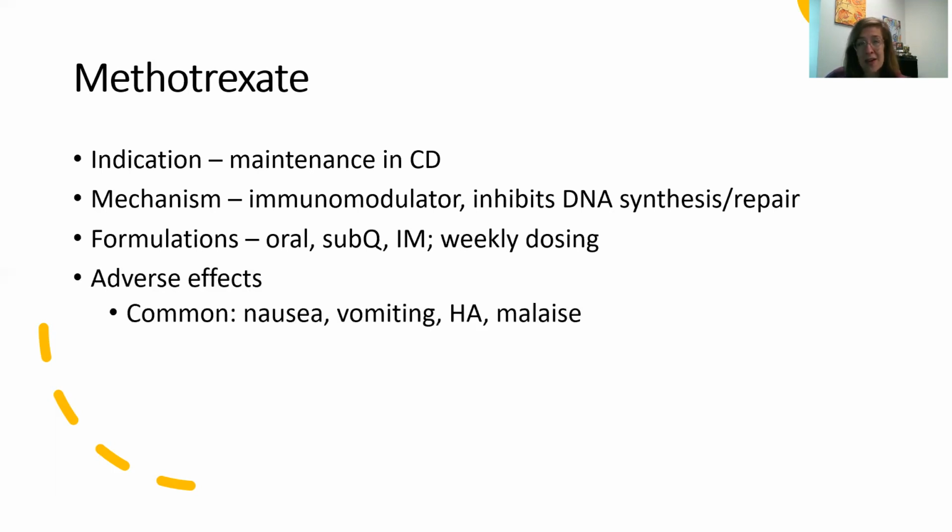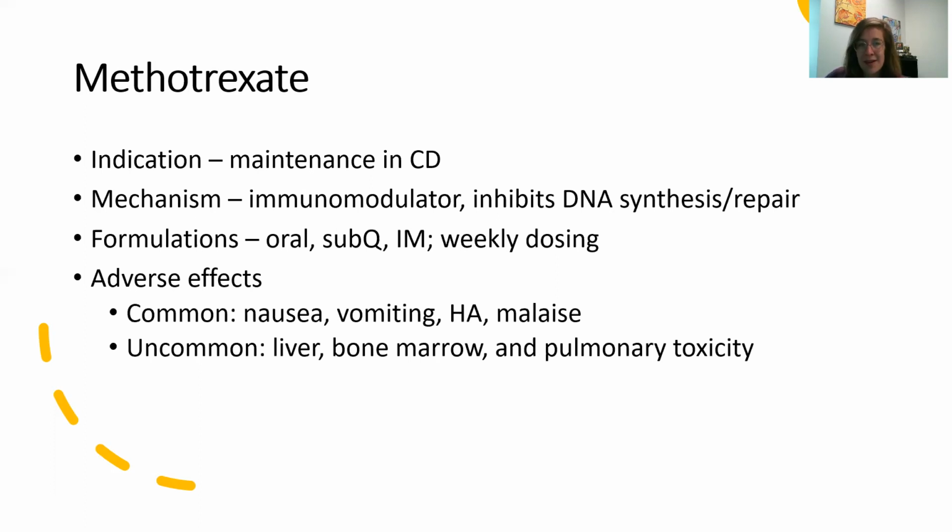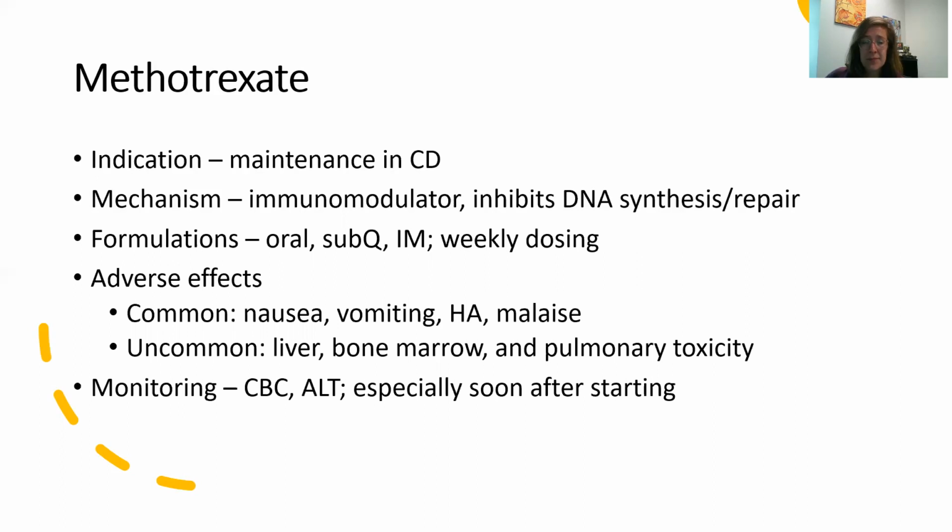Now, the adverse effects here, the common ones are nausea and vomiting, headache, and malaise, just feeling kind of crummy. And then there are less common side effects that include bone marrow suppression, liver irritation, and pulmonary toxicity very rarely. So because of that liver and bone marrow suppression, we get routine blood counts with a CBC and ALT measurements, especially soon after starting the meds. Once we see that a patient is tolerating it for a few months, those lab checks can be spaced out further.